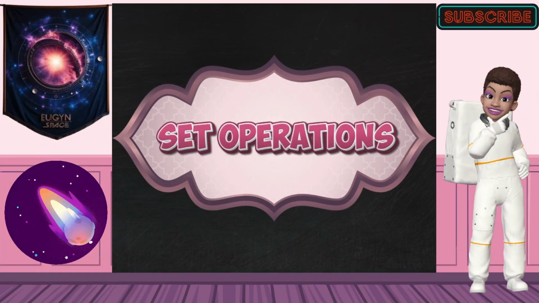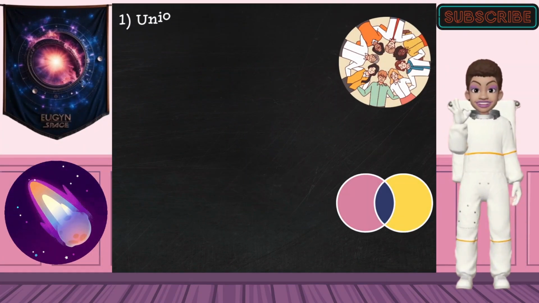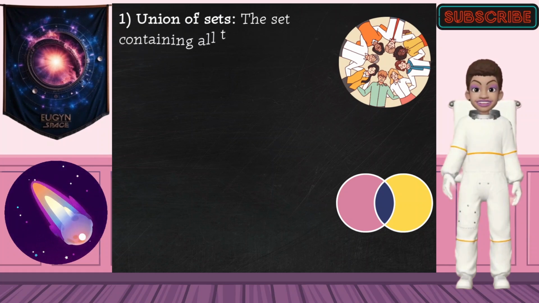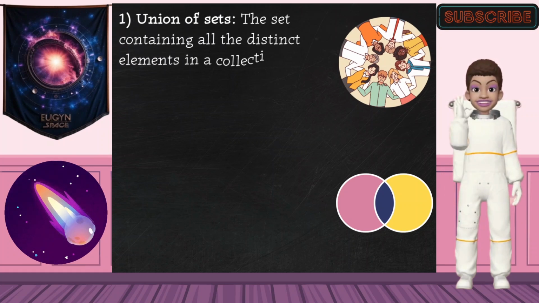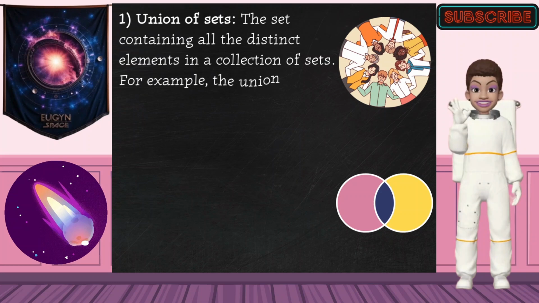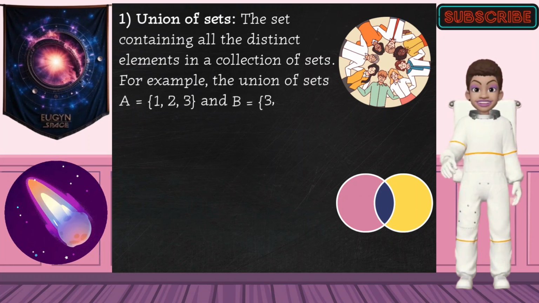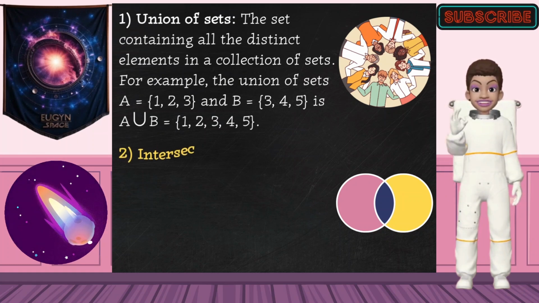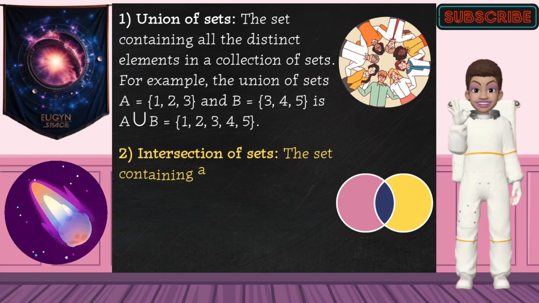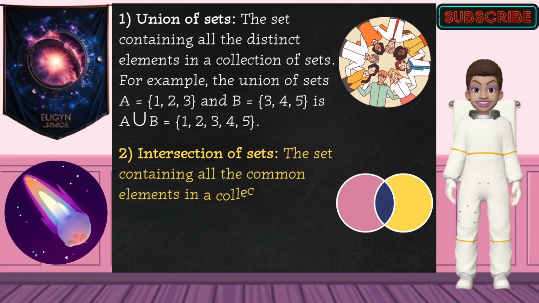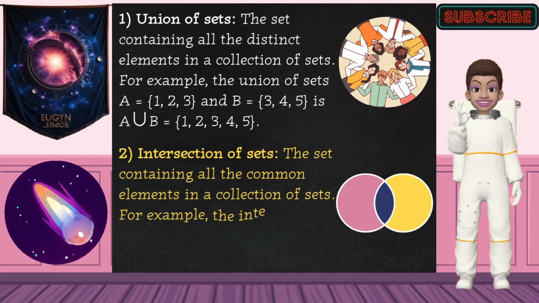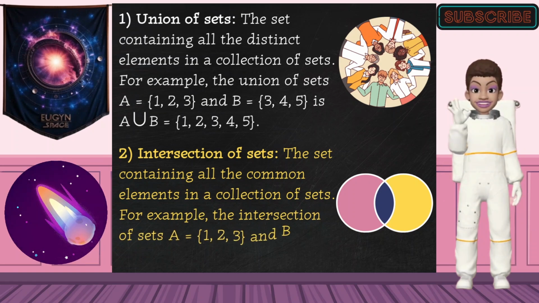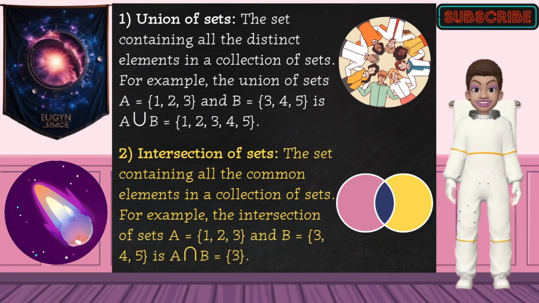Set operations. 1. The union of sets is a set containing all the distinct elements in a collection of sets. For example, the union of sets A and B will contain all the elements in the two sets without repetition. 2. The intersection of sets is a set containing all the common elements in a collection of sets. For example, the intersection of sets A and B will only contain the elements that appear in both sets.